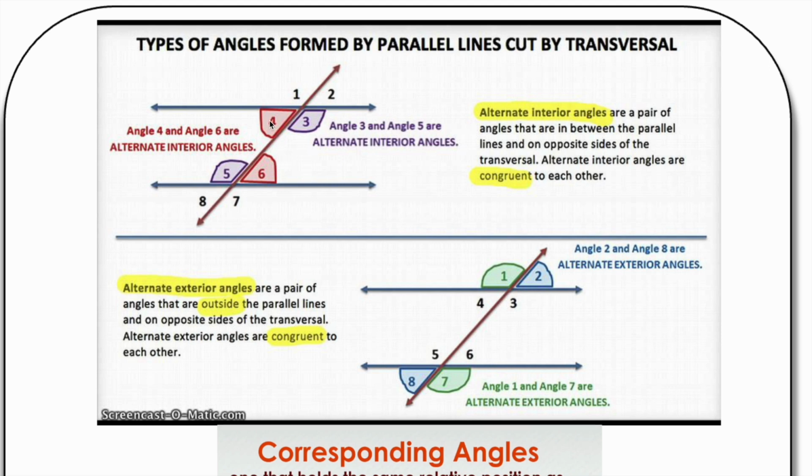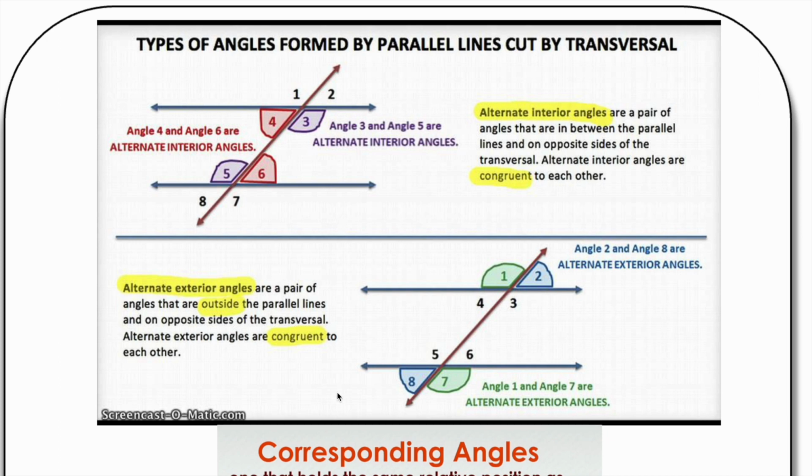So we can see that 4 is on the left side and 6 is on the right side. They're on alternate sides, on different sides of the transversal, and they're both inside the parallel lines. We can see the same thing with 3. 3 is on the right, 5 is on the left. Alternate sides of the transversal, but still inside the parallel lines. So these are alternate interior angles, and they are always congruent. As long as we have parallel lines, they are congruent.